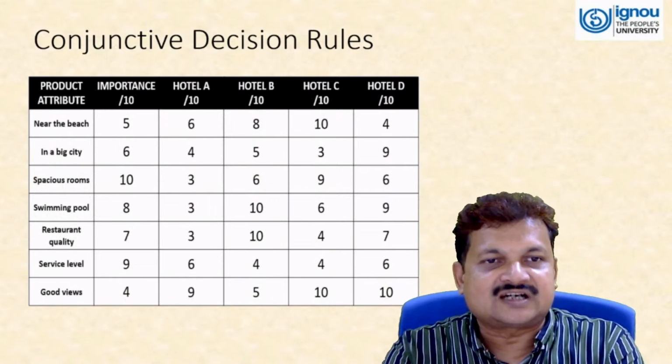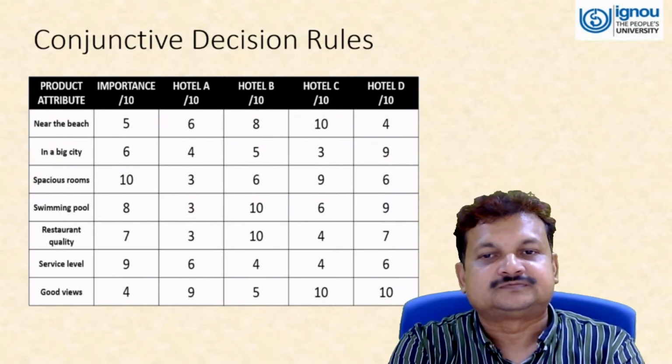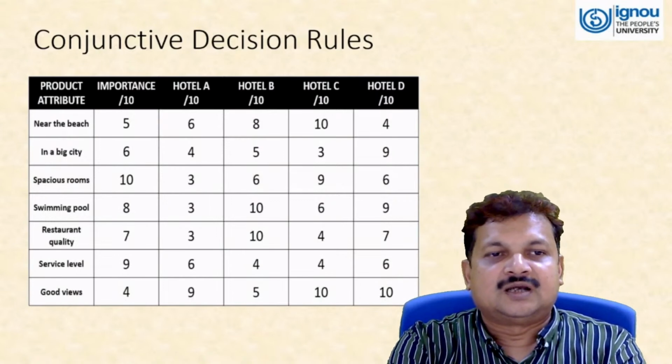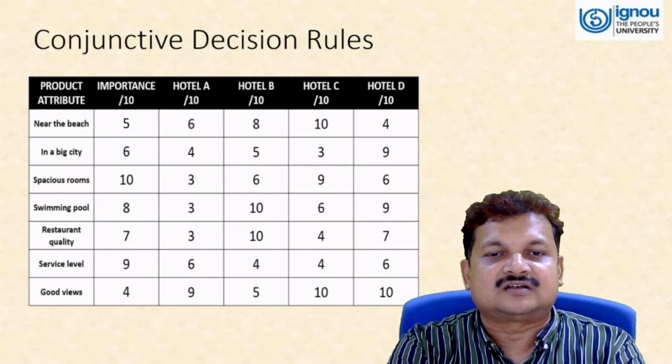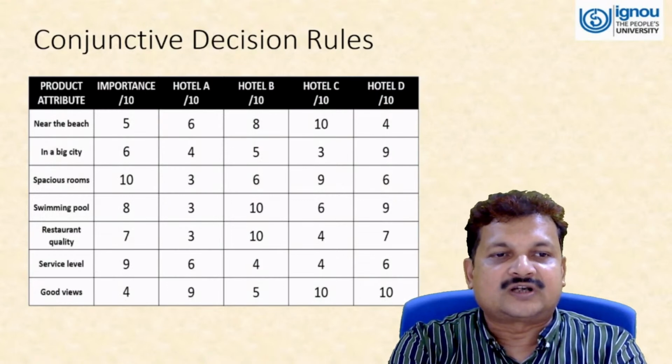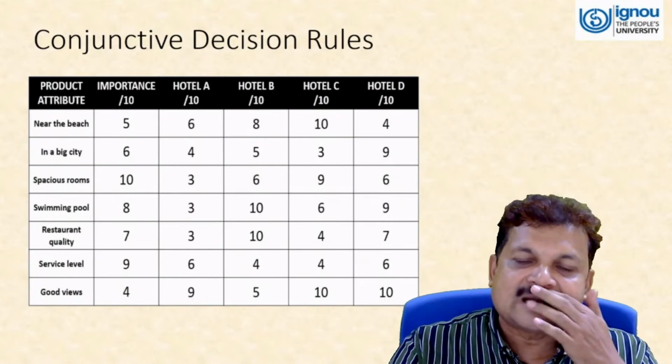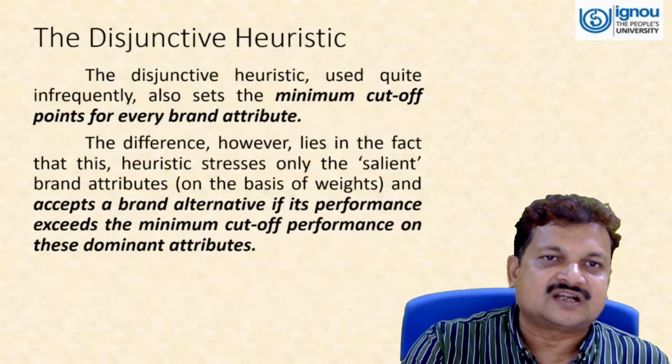But if you select swimming pool, again both the hotels can be selected. But if you select the hotel service levels and other things, in that case we will not find both the hotels there. So on the basis of these conjunctive rule cases, we are going to finalize this one.